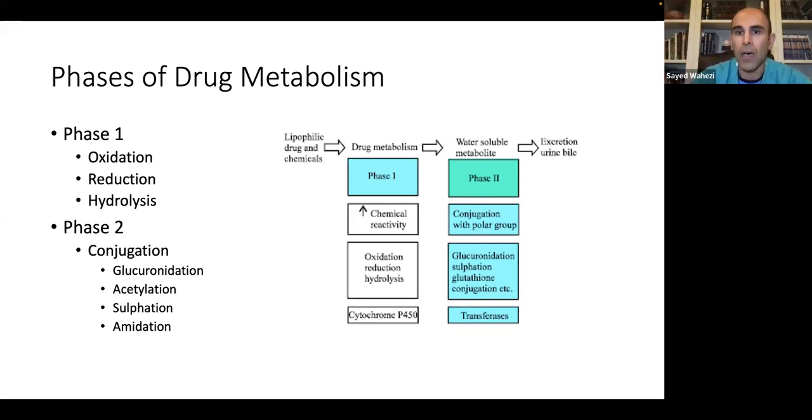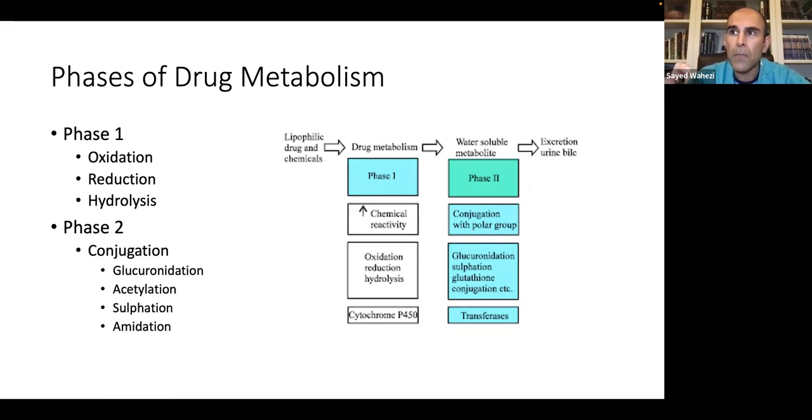And then either just by that primary phase or also by secondary conjugation, those medications or those agents will be washed away. All right. So again, phase one is essentially a simplistic way of making these agents more polar so that they can be excreted. A second phase is a phase that requires more energy.